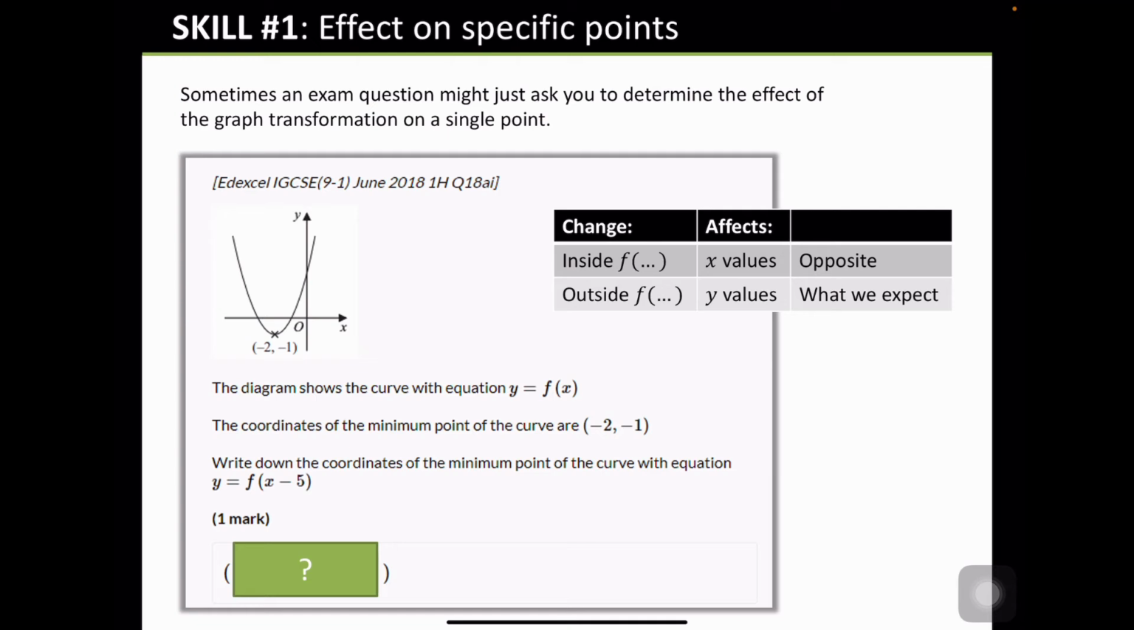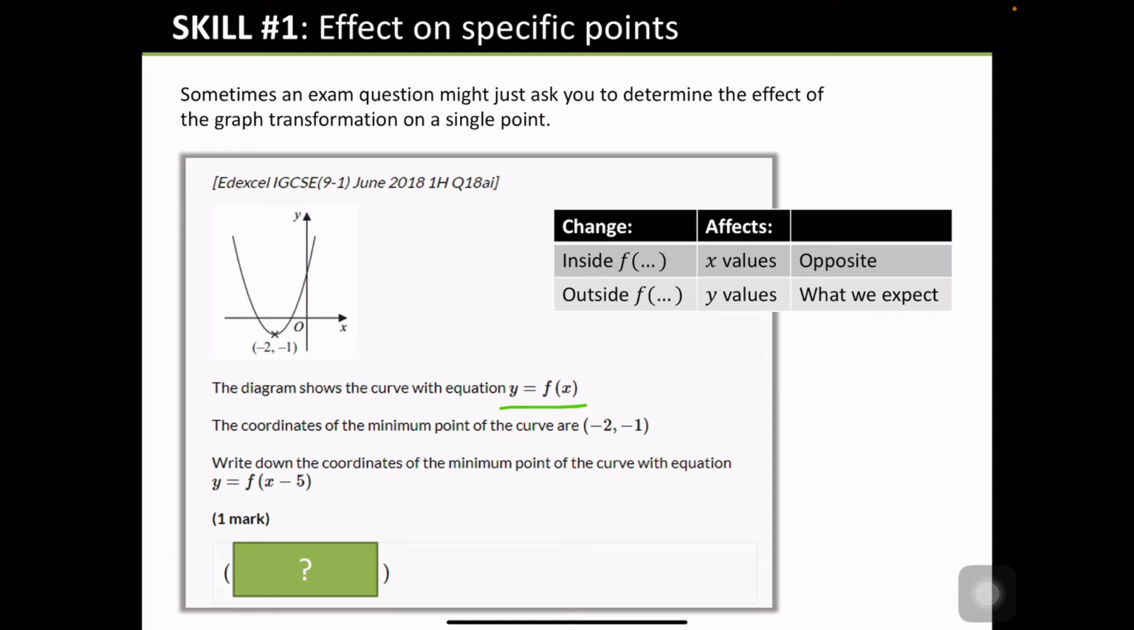So sometimes an exam question might ask you to determine the effect which a transformation has on a single point. So we're going to do this example together. The graph shows y equals f of x. The coordinates of the minimum point are given. Write down the coordinates of the minimum point of a curve with equation f of x take away 5.